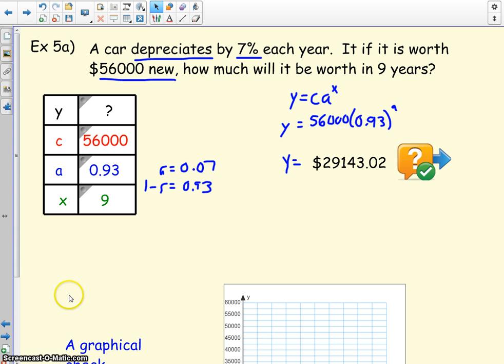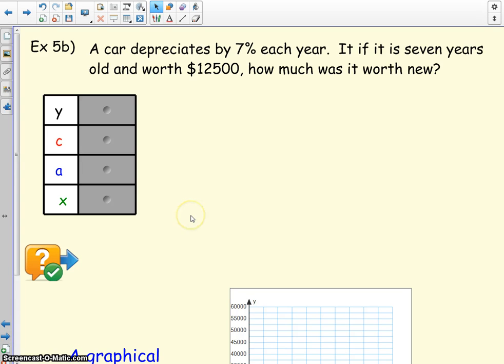Okay, so that's our first problem with decay. And again, you see it's very much similar, except we just have to be careful when we're finding our base, that we make sure the base of our power represents decay, so it needs to be less than 1, so we subtract our decay rate from 1. With that in mind, I'd like you to try B completely on your own now, and again, push play when you're ready to go through it.